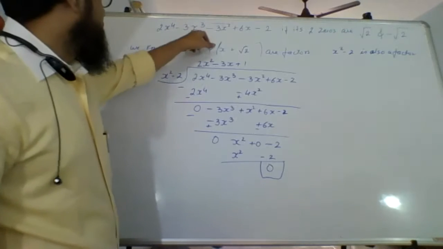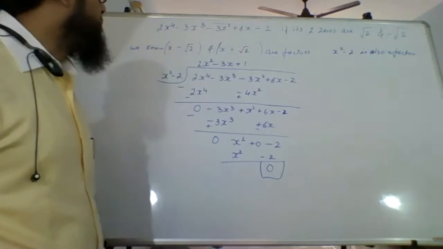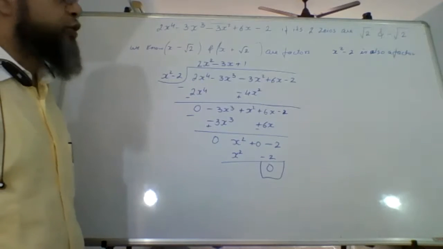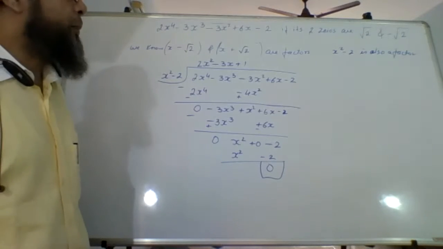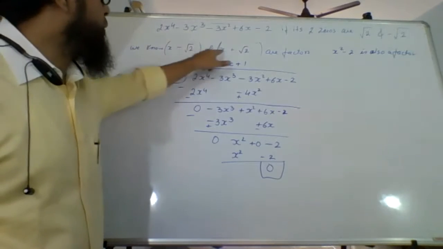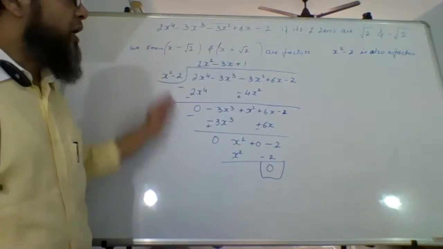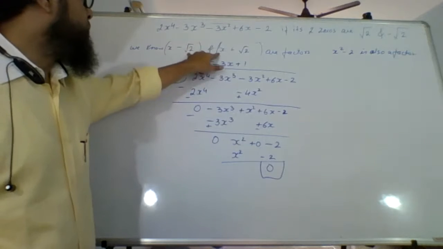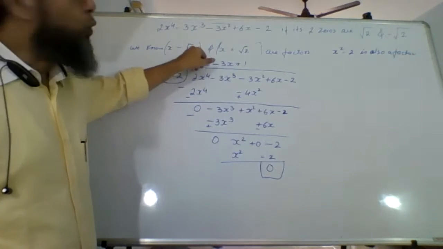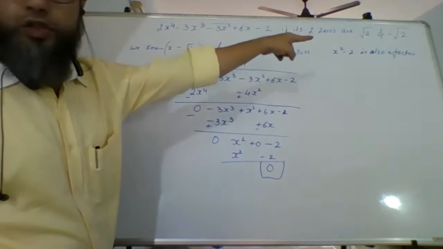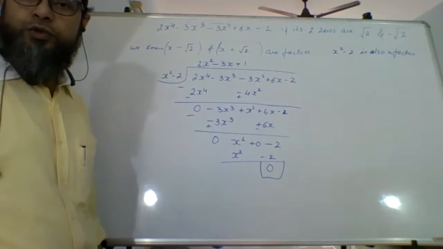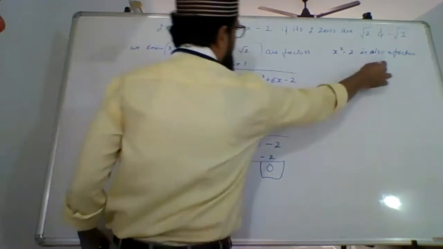It said, find all the zeros of 2x^4 minus 3x^3 minus 3x^2 plus 6x minus 2 if two of its zeros are root 2 and minus root 2. Now, if the zeros are that, it means x minus root 2 and x plus root 2 are the factors. When I multiply them, I'll get x^2 minus root 2 squared, that is nothing but 2. So x^2 minus 2 is also a factor. (a minus b)(a plus b) is a^2 minus b^2. I've used that identity.